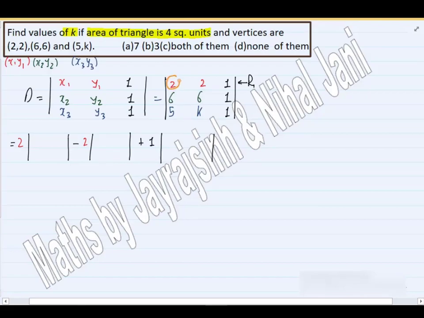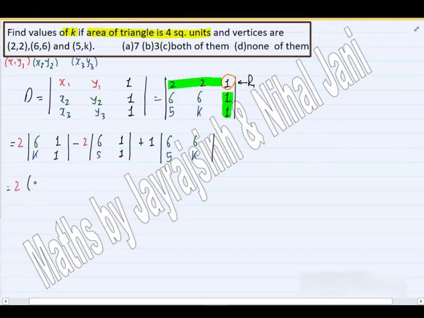Now let's fill our first determinant by ignoring the first row and first column. So here we'll get 6, 1 and k, 1, right? Now let's move to the second one, and we have to ignore its first row and second column. So here we'll get 6, 1 and 5, 1, right? And the last one will be obtained by ignoring the first row and last column. So it will be 6, 6 and 5, k, right? Now we just have to simplify.